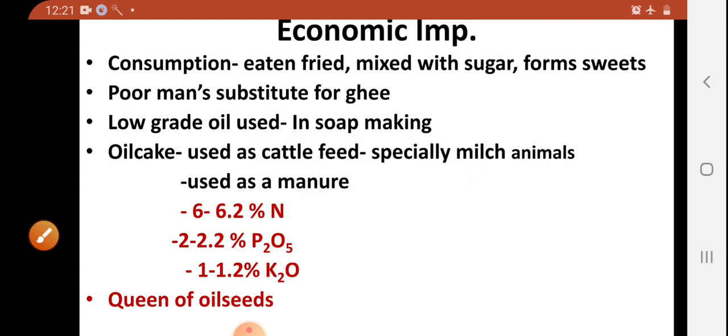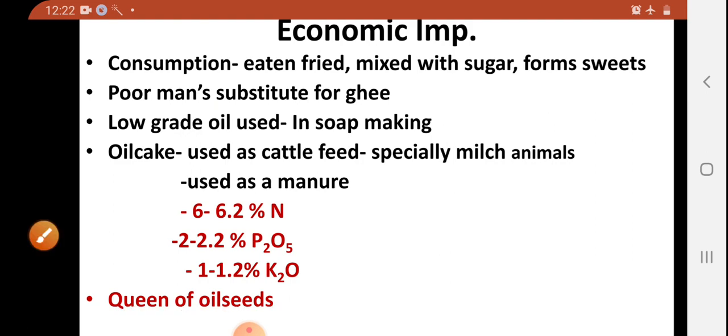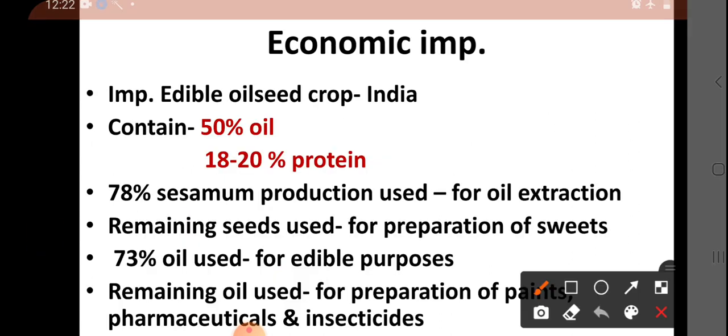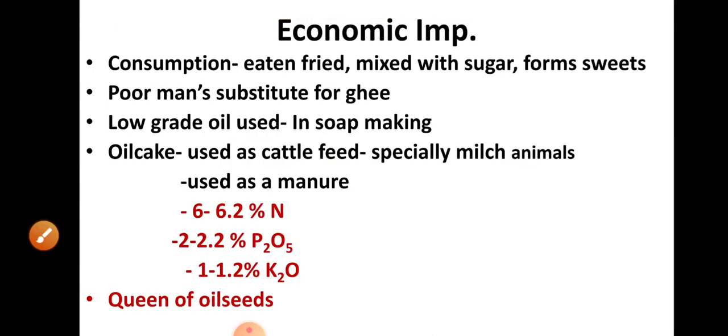See, this crop is also known as queen of oilseed crops. It is important to give the reason why this crop is called queen of oilseed crops. As we discussed in the previous slide, it contains 50 to 52% oil. If we compare this oil content with other oilseed crops, it gives more oil content compared to all other oilseed crops, including rabi and kharif season oilseed crops. So that's why this crop is called queen of oilseeds, because it gives the maximum amount of oil compared to other oilseed crops.